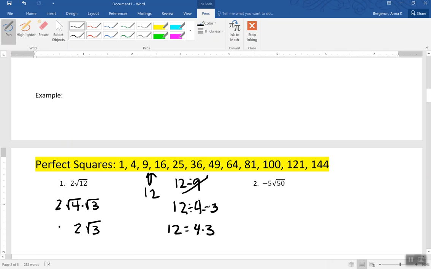And then I have this other 2 on the outside. These two numbers are going to be multiplied together. So if I multiply 2 times 2, I would get 4, and then the square root of 3 would just stay the square root of 3. So it would be my simplified answer.